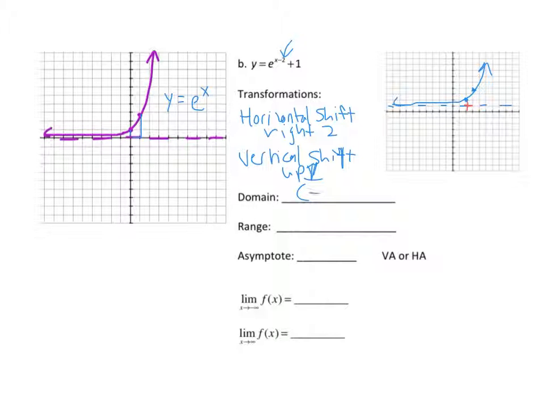And the domain is still negative infinity to infinity. The range for this graph, the lowest y value is 1, or it approaches 1, so I use a parenthesis, to infinity. The asymptote is horizontal, and the equation of a horizontal line is y equals, in this case, 1. The limit as x approaches negative infinity, as we head out towards big negative x values, the graph approaches y values of 1. And as the graph approaches positive infinity, it's shooting up to infinity.